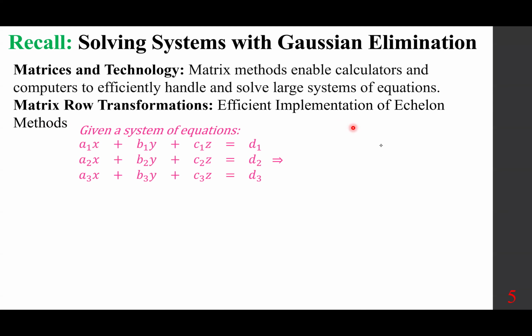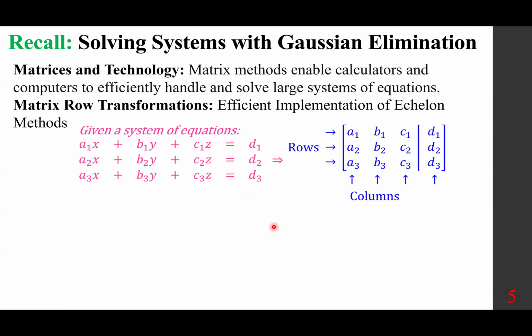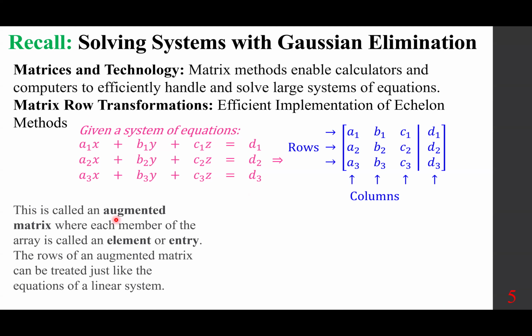So given a system, here's the system. We make it into an augmented matrix. So we write A1, A2, A3 in the first column, B1, B2, B3, C1, C2, C3, and D1, D2, D3. So those are the rows, those are the columns, okay? And this is the augmented matrix. This is called an augmented matrix where each member of the array is called an element or entry.